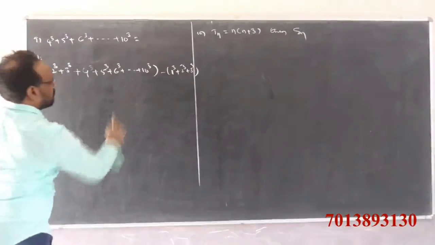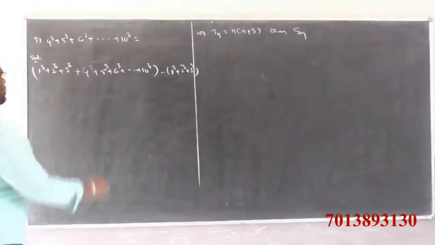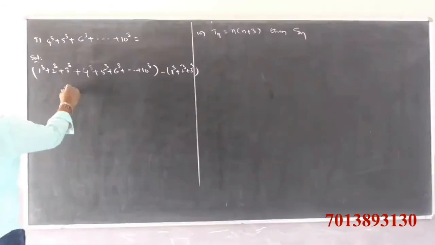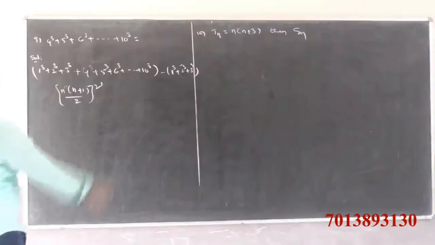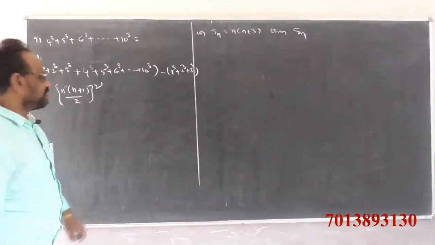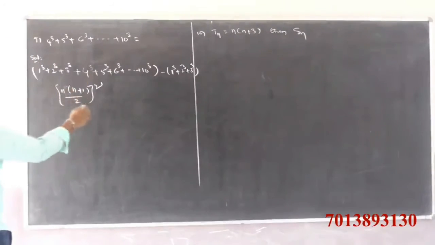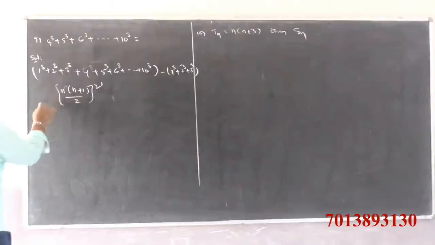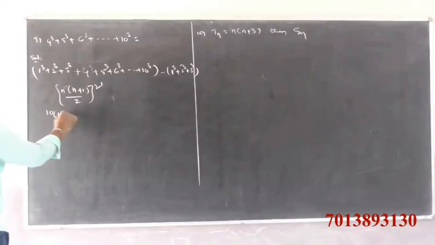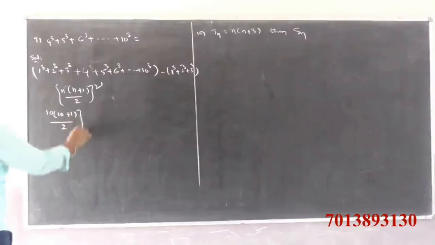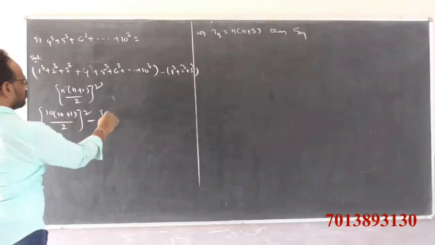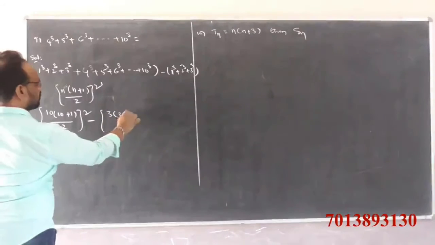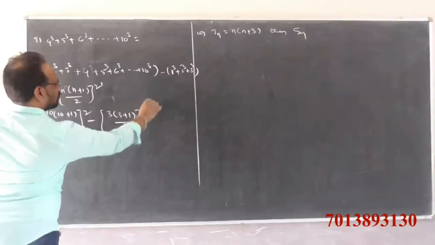So the sum of the cubes of the first n natural numbers is nothing but n into n plus 1 by 2, whole square. Sum of the cubes of first n natural numbers. So that's why here n is equal to 10. Take 10 into 10 plus 1 by 2 whole square, minus, here n value is 3, so 3 into 3 plus 1 by 2 whole square.